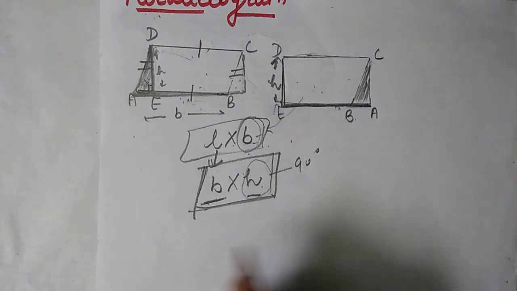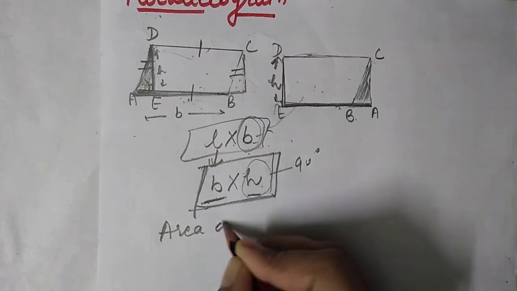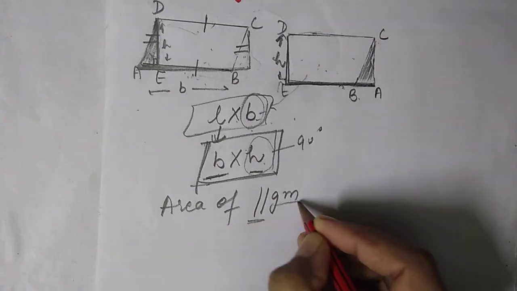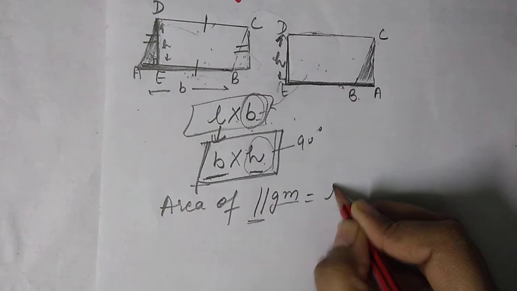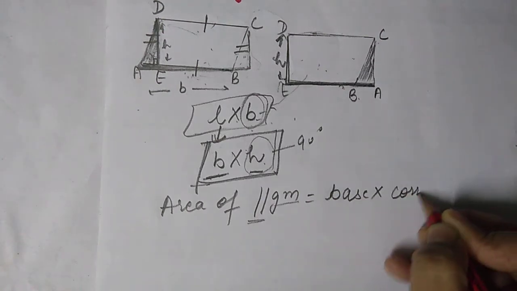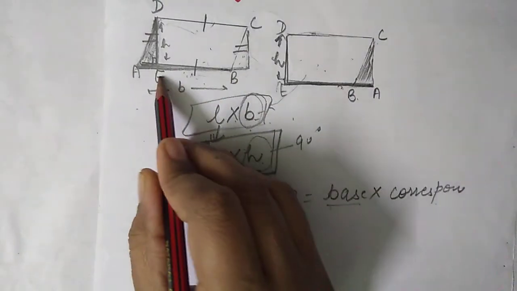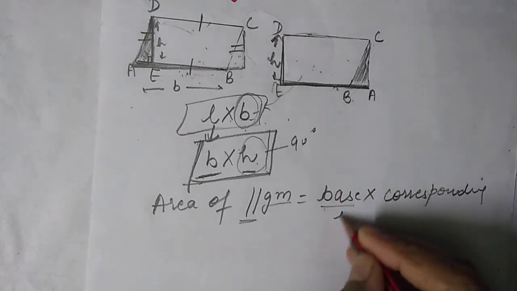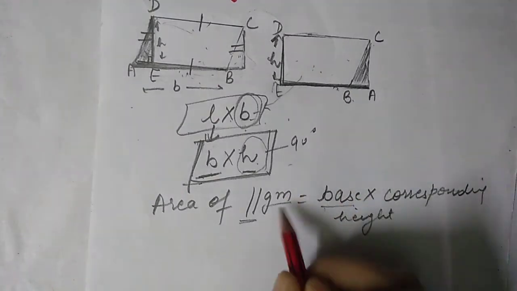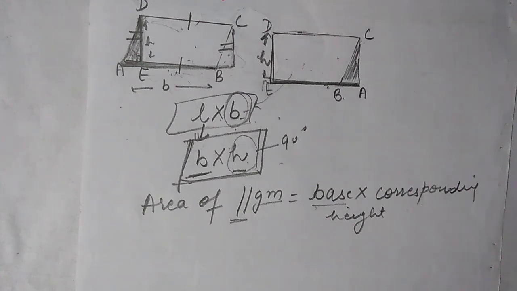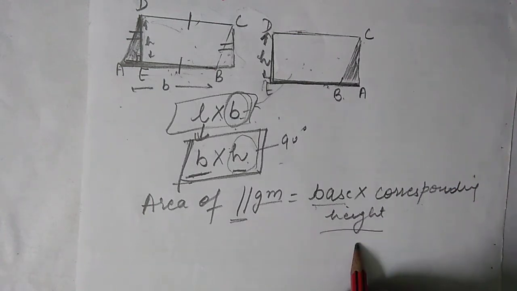So here the area of a parallelogram is base into corresponding height. Corresponding height means the perpendicular that is dropped on that base. So this is the formula you have to remember. Area of a parallelogram is base into corresponding height. Just revise it 5 times. Area of a parallelogram is base into corresponding height.